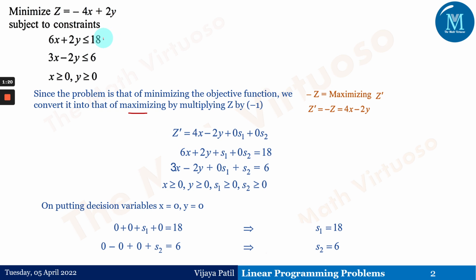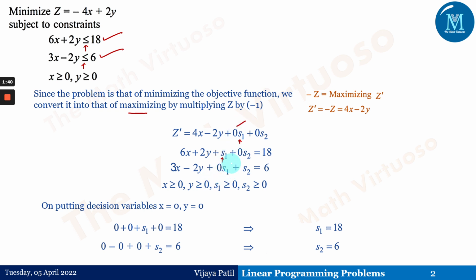Now again, we have been given two constraints, and both of the constraints are less than or equal to type. So we have to include s1 and s2 as the slack variables. In the first constraint, we are introducing s1. As soon as we do it, we have to do the same thing in the objective function with the coefficient as 0.